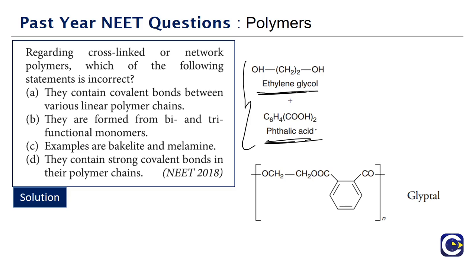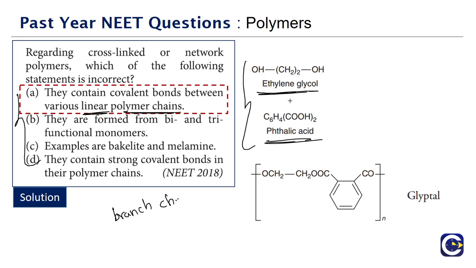So the correct answer for this, because as we already discussed about the options, it's a little bit ambiguous question, but the option that we might want to choose is the option A, because they are here saying that there will be covalent bonds between linear polymer chains. As we said, there can be examples of branch polymer chains as well.